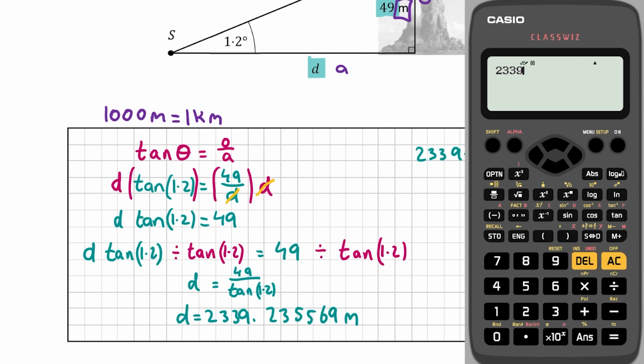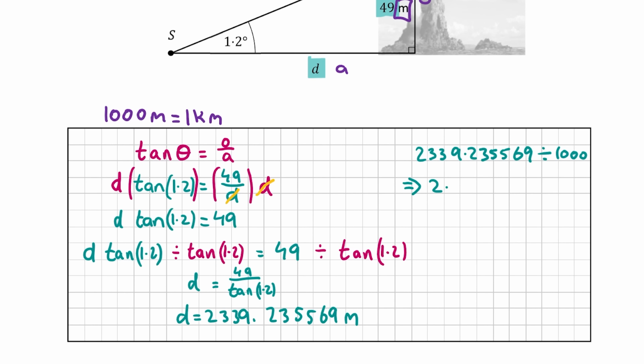So I'm going to do this on my calculator: 2339.235569 divided by 1,000. And you get 2.339235569. So to two decimal places, that's going to be 2.34 kilometers.